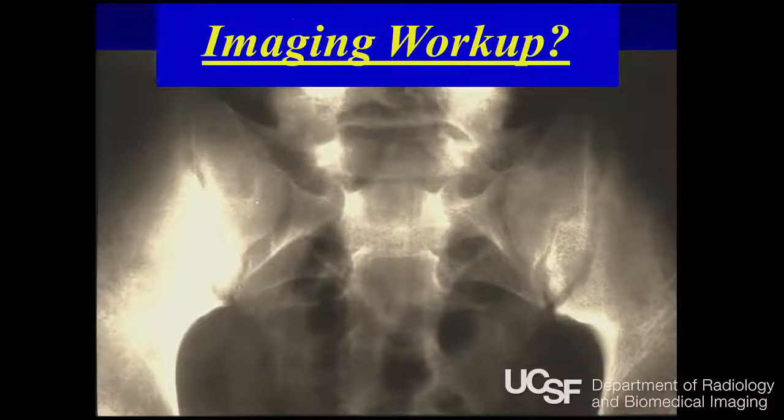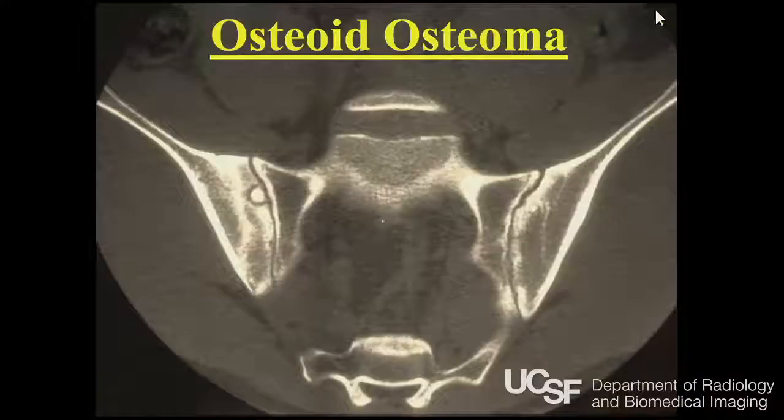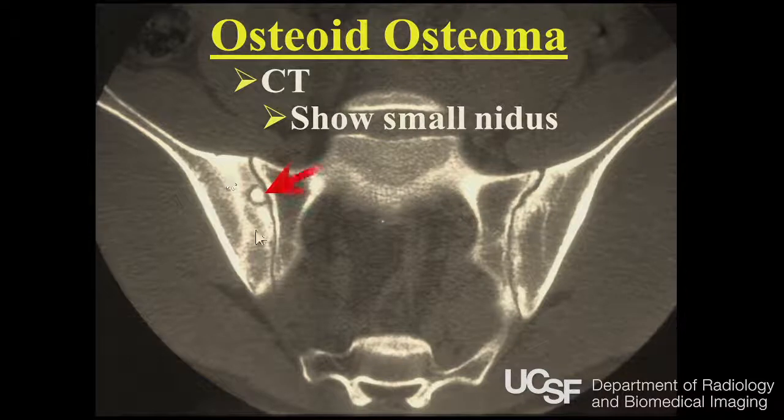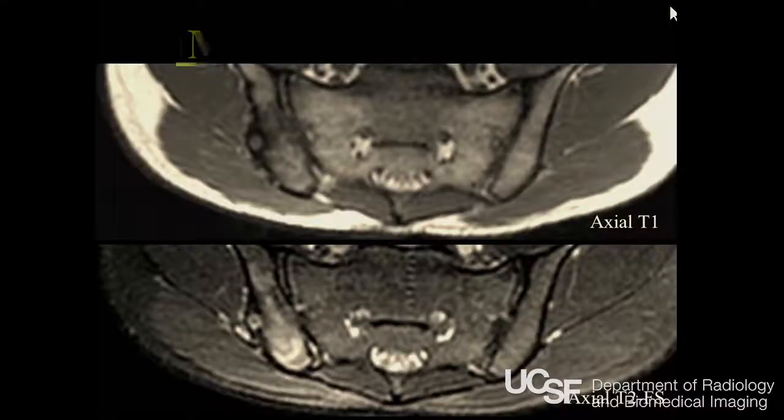So what's the imaging workup in this case? There's an area of sclerosis here. You might be wanting to know if there's a nidus there. And the single best test to recommend to see a nidus with confidence is a CT scan that shows a small nidus like we see here.